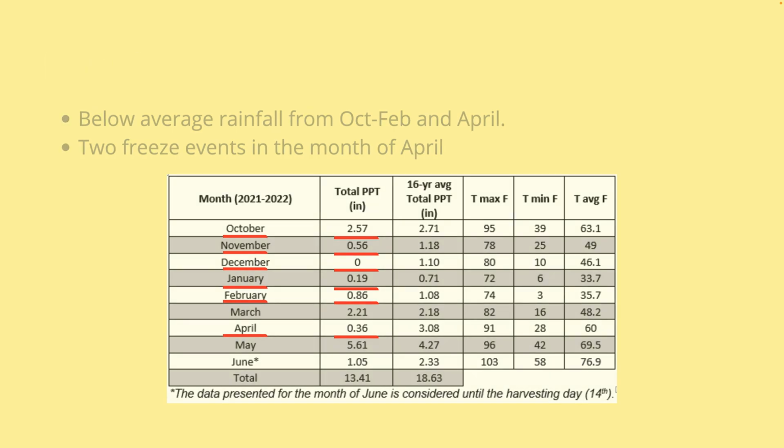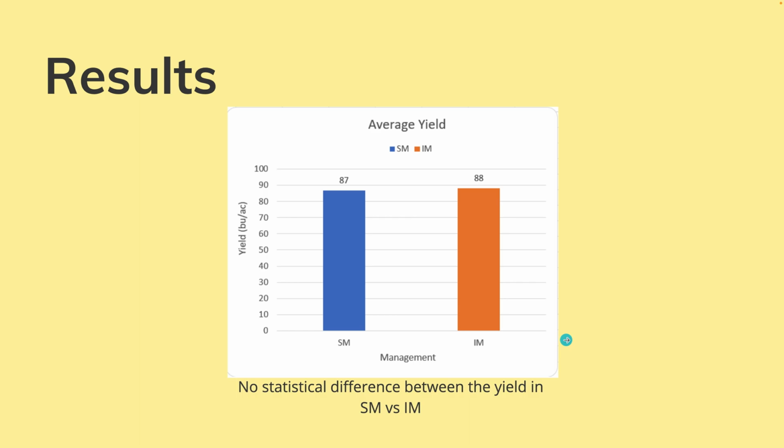So moving on, we had extreme drought. Here, it's an average from both yields, but this is not the way it was analyzed. But here you can see the averages from both managements, and they were really similar.